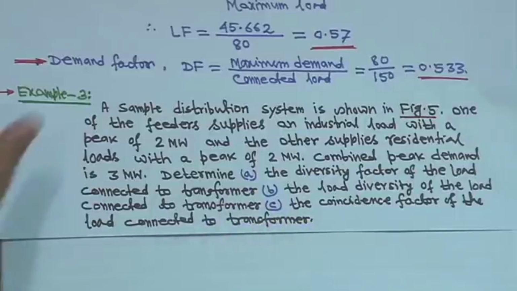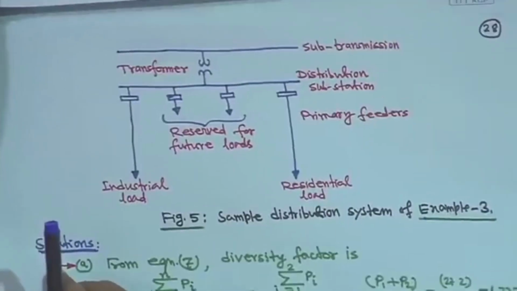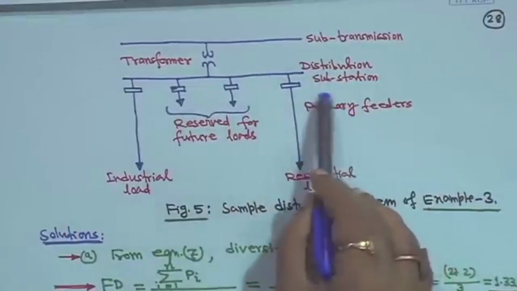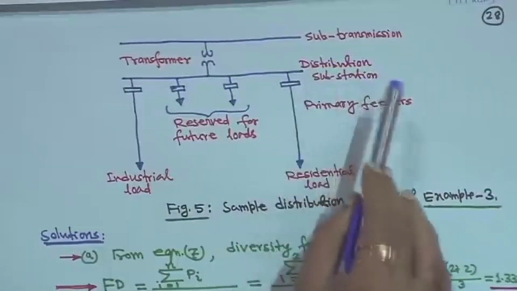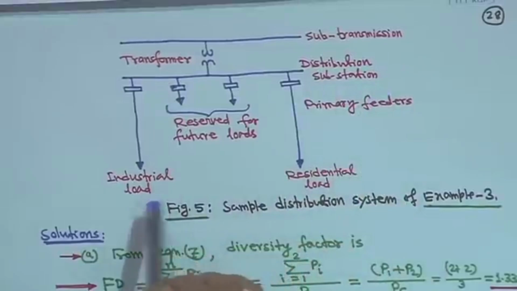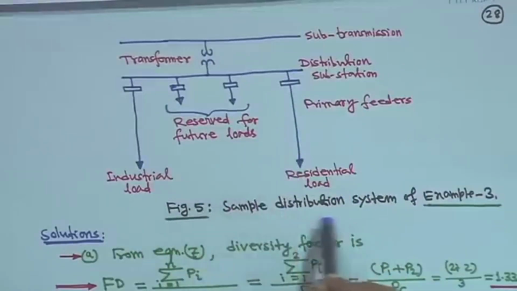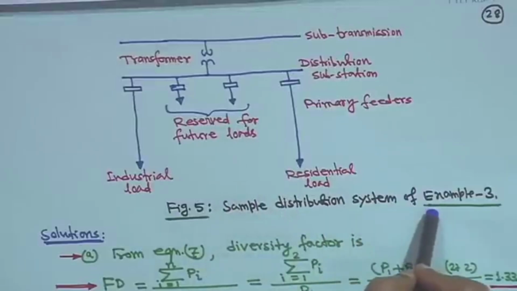Now, figure 5 for this example. It shows the sub transmission system, a transformer, this is the distribution substation, and this is the industrial load, residential load and reserve for future load. This is the diagram, the sample distribution system of example 3.